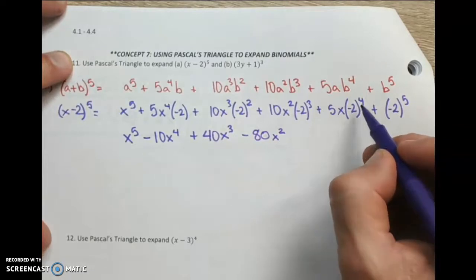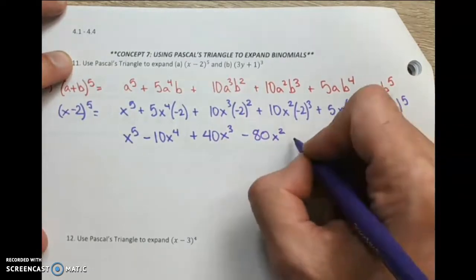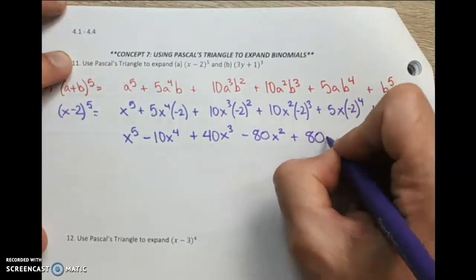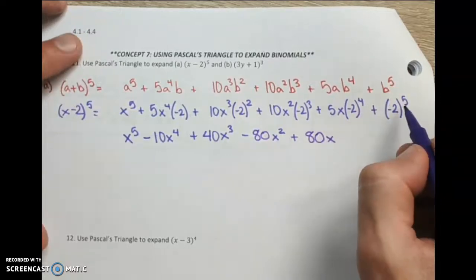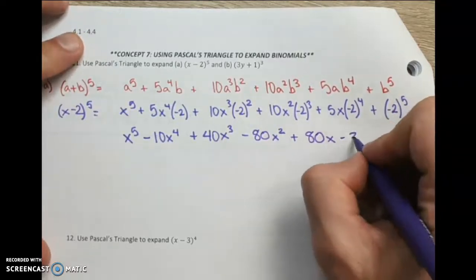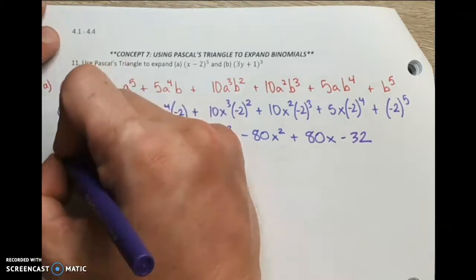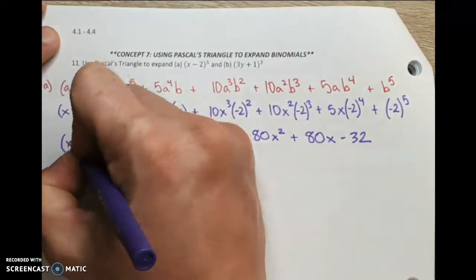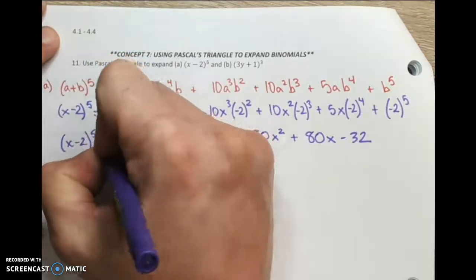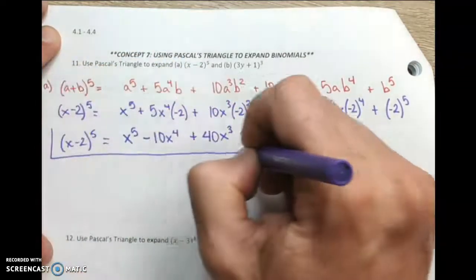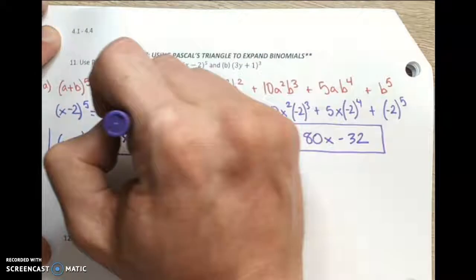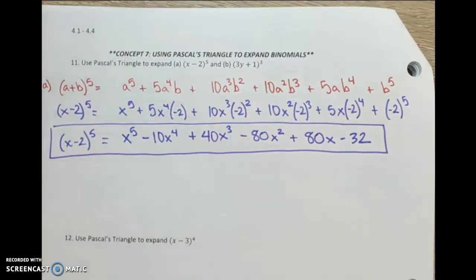Here is negative 2 to the 4th power, which is 16 times 5, which is positive 80x. And then here is negative 2 to the 5th power, which is negative 32. And voila, I have the answer I'm looking for. Okay, so I can put x minus 2 to the 5th power is equal to this. I'll box it. We are done.